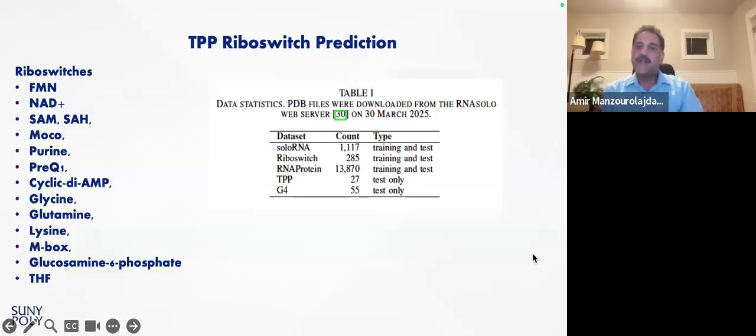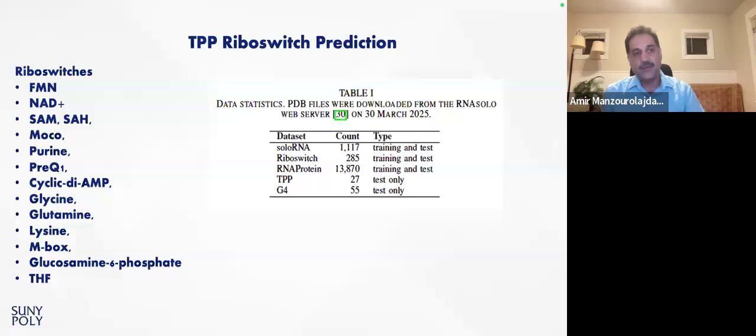So we gathered around 27 riboswitches, most of them experimentally resolved in the bound state. We wanted to evaluate a few things. First, we wanted to see how successful our model is specifically on predicting the sequence of the TPP riboswitch. Then we wanted to know what our training data sets should have. What are the characteristics of a good training data set that we should feed our model?